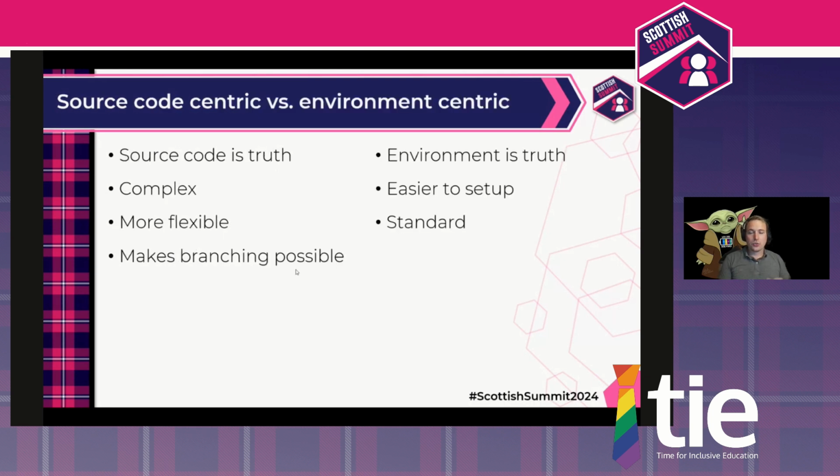Then we have two different approaches which we can choose, either the source code centric approach or the environment centric approach. There can also be a combination of both. With the source code centric approach, you have the source code as your source of truth, basically. With the environment centric approach, the dev environment is your truth. The environment-centric approach is easier to set up and usually the standard. So if you start a new project, you create a dev, test, and production, you do your changes in dev, you have a solution, it will be deployed to test as managed and then to production as managed.